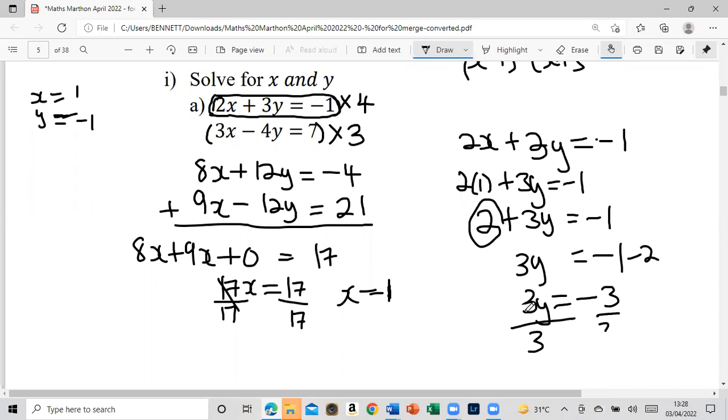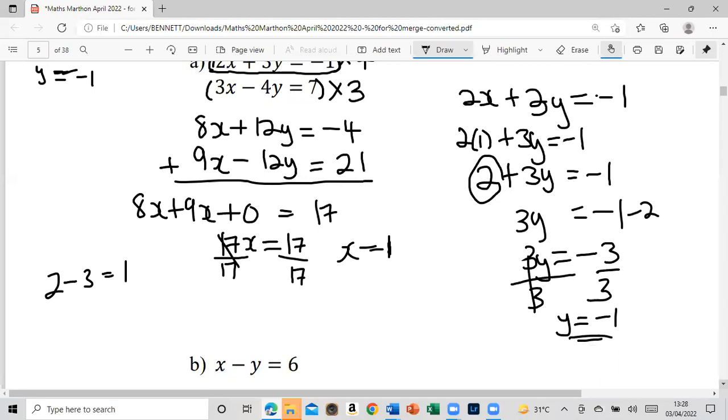So y equals -1, as a negative divided by a positive is negative. And you can check if it works out. We say x is 1, so 2 times 1 is a positive 2, and 3 times -1 is -3. And 2 minus 3 equals -1, right? You can do the same for this one and tell me if you get it. You're supposed to check both of them, but nevertheless, let's go on.